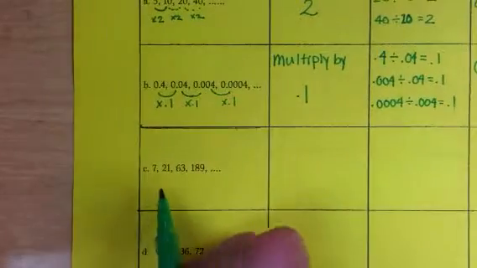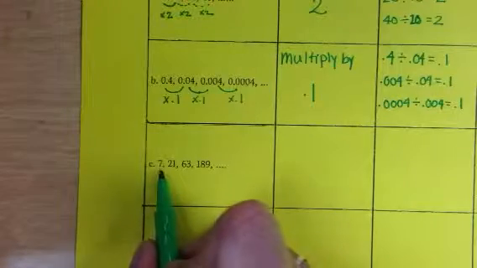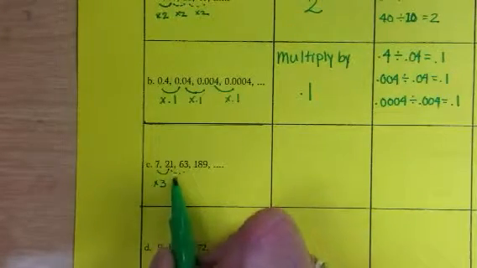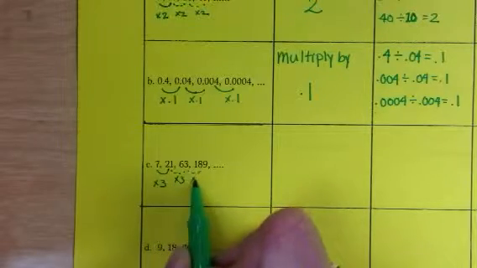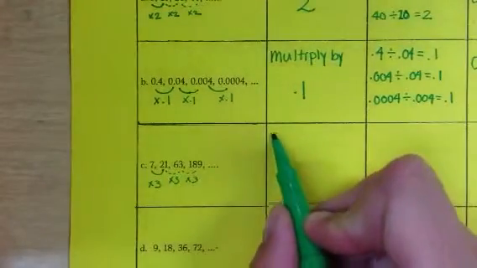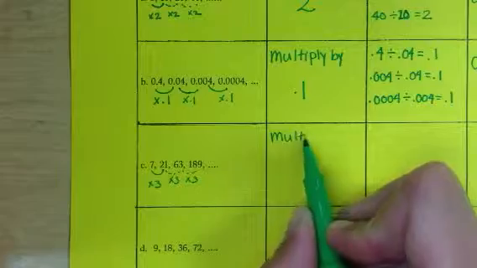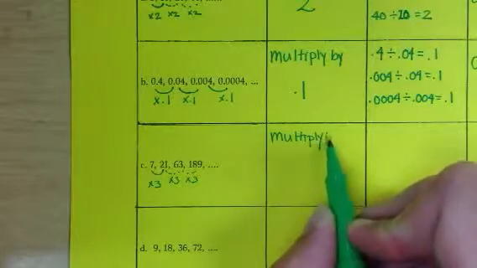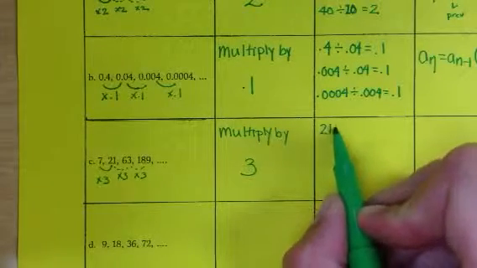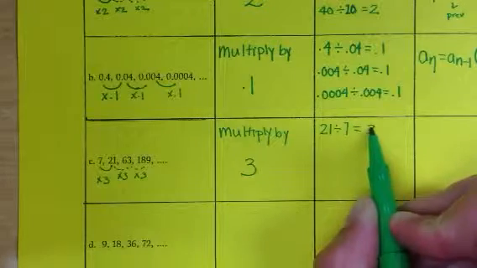We have 7, 21, 63, 189. So 7 to 21, I'm going to times by 3. 21 to 63, times by 3. So this is a pattern that I can see. But if we can't see that pattern, then please go to your third box and do your division. So our pattern is we're going to multiply by 3. So 21 divided by 7, so that's your second term divided by your first term, would give you 3.